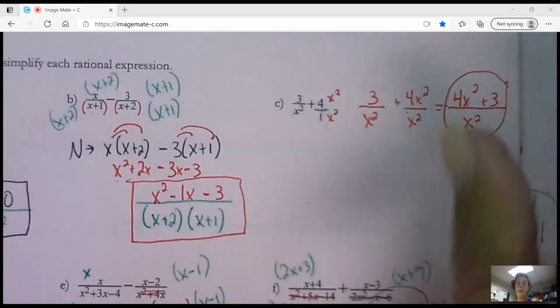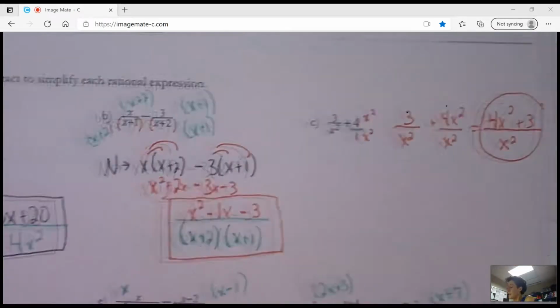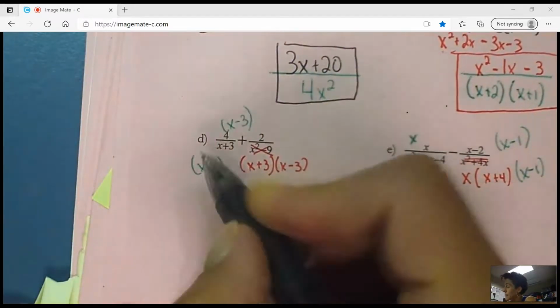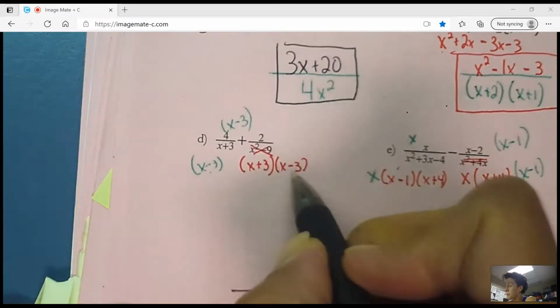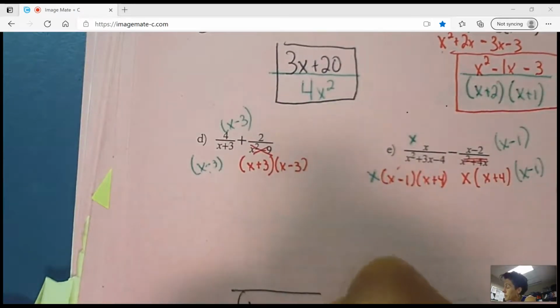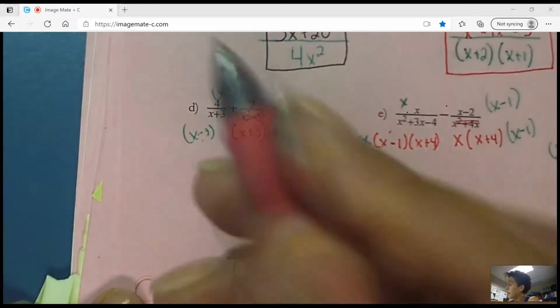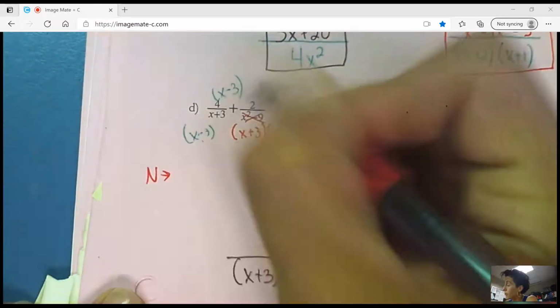So the next one, oh, we already did that one. All right, so let's go to D. So D, I'm ready, I'm going to get my denominator set. It's x minus 3, x plus 3, x plus 3 minus 3. So I'm just going to leave it like that. Whoops, you can't see that. And now I'm going to put the work into my numerator. So here goes my numerator work.